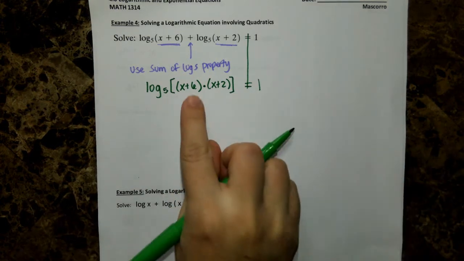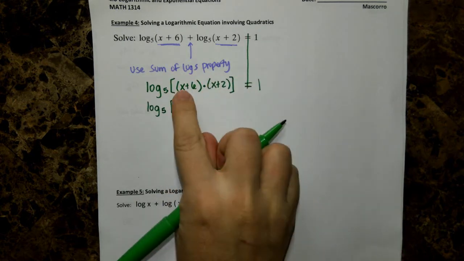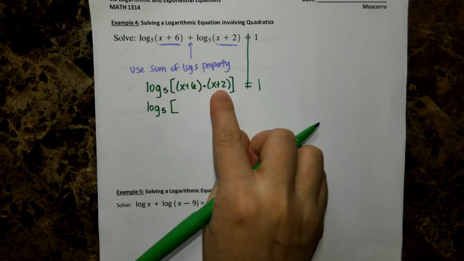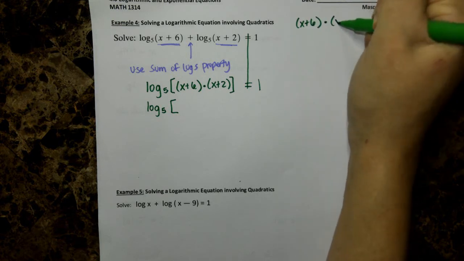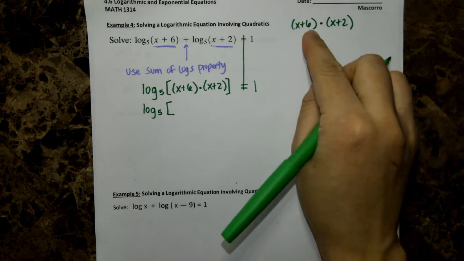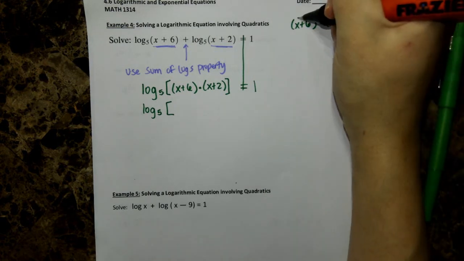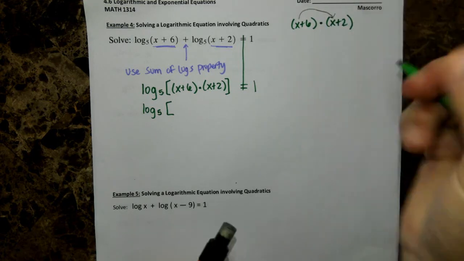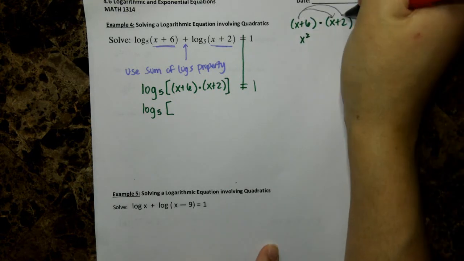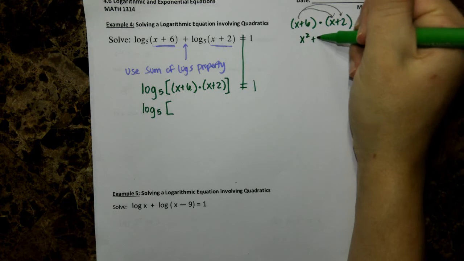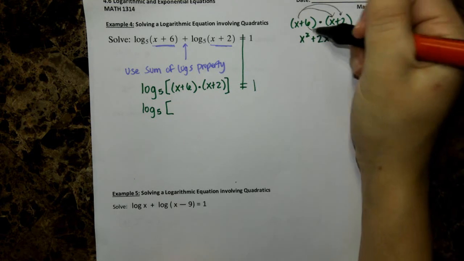Alright, so now I'm going to actually multiply that. So I have log base 5 of, and I'm going to multiply x plus 6 times x plus 2 out to the side. We can either use the FOIL method or the box method, whichever one you're more comfortable with. But x plus 6 times x plus 2 is going to be x times x, which is x squared. Then I'm going to multiply x times positive 2, which is positive 2x. Then I'm going to take positive 6 and multiply it by x.